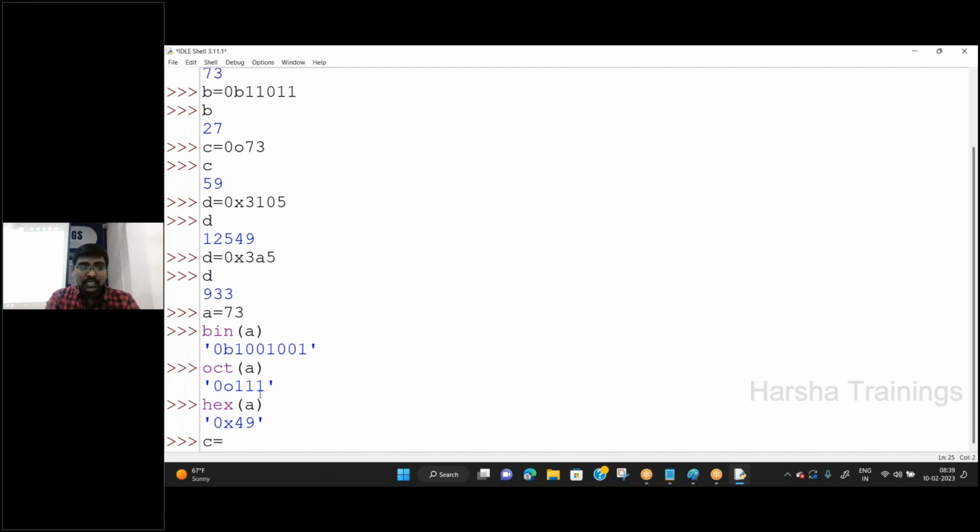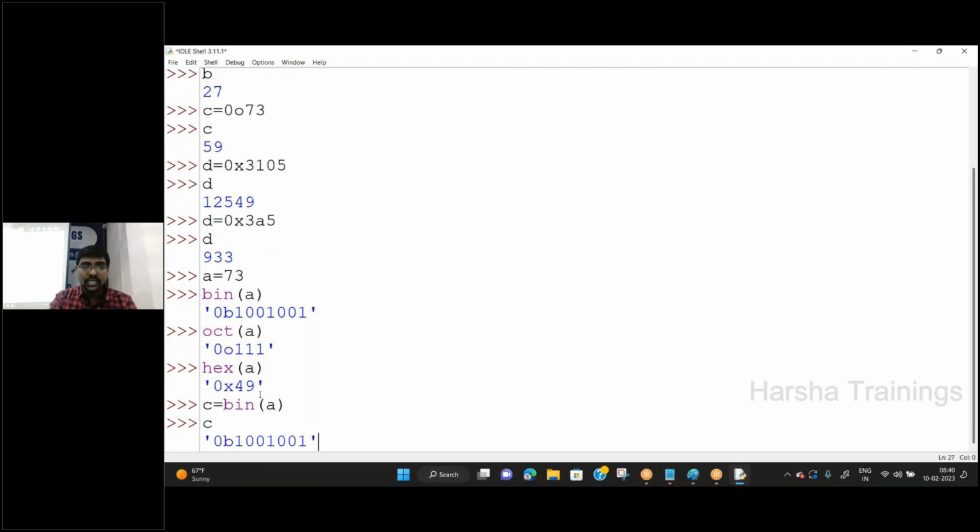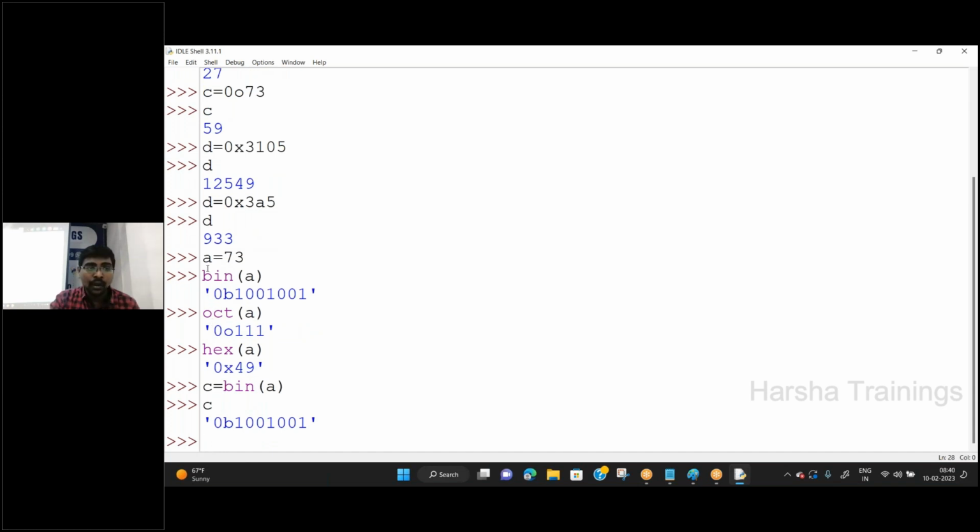For example, assume C is equal to bin of A. Sorry, not double equal, one equal only. Now what does C store? In the previous example, I just printed the value. I am not storing the value. Right now, I am storing whatever binary value you are getting. The binary value is stored in C.